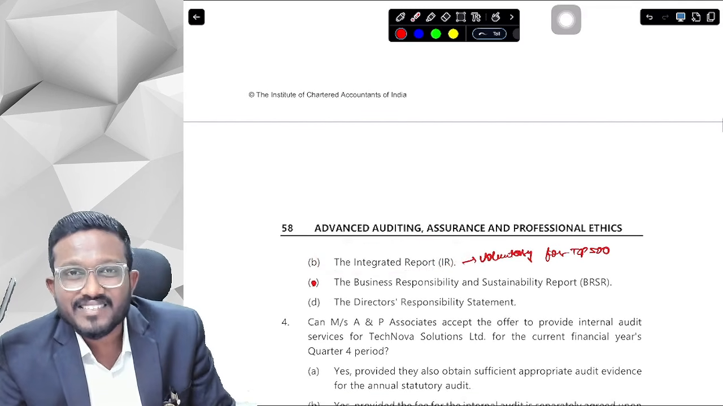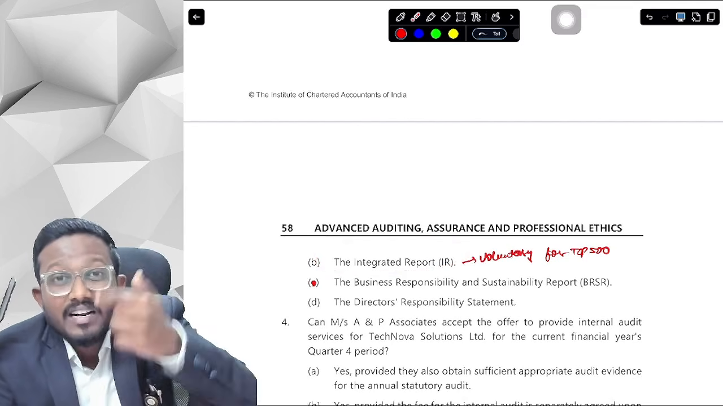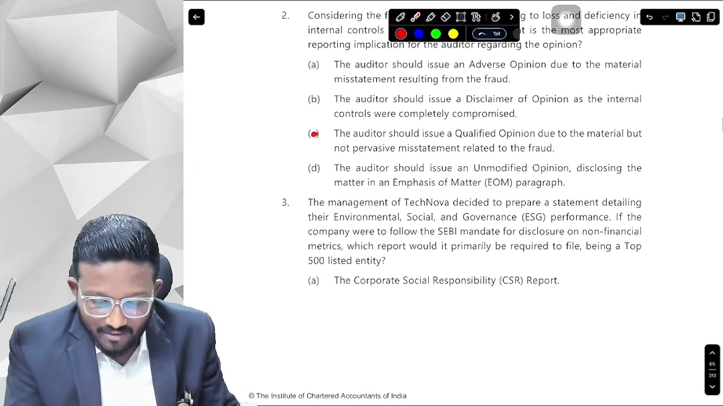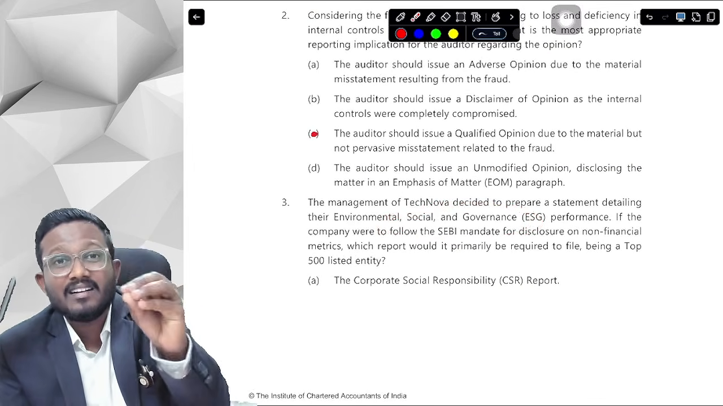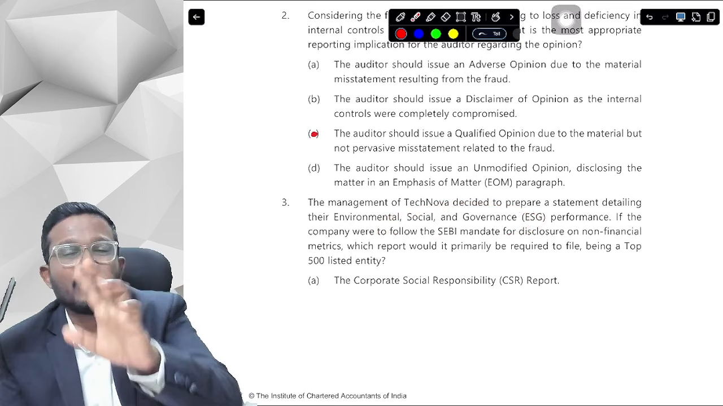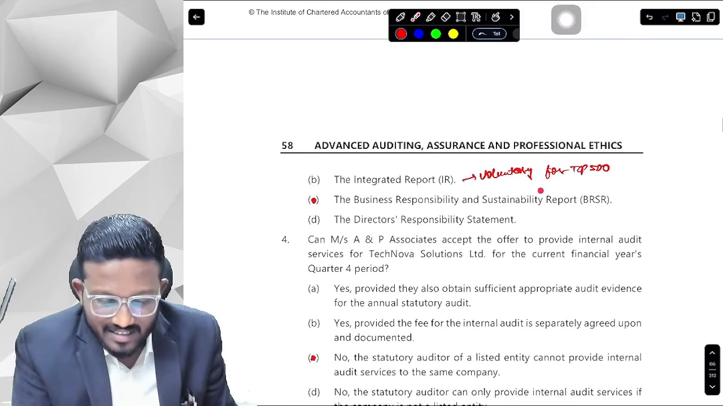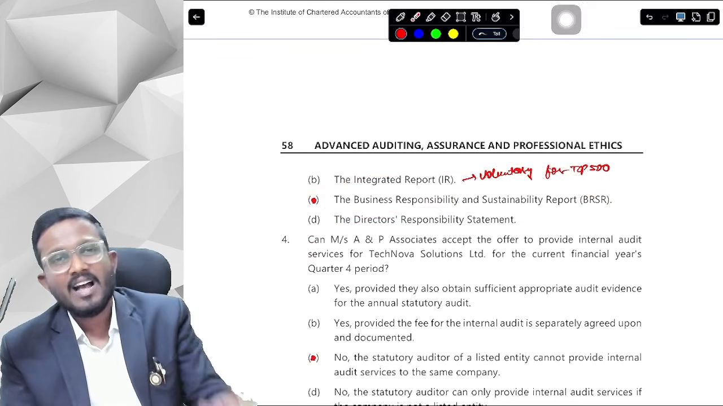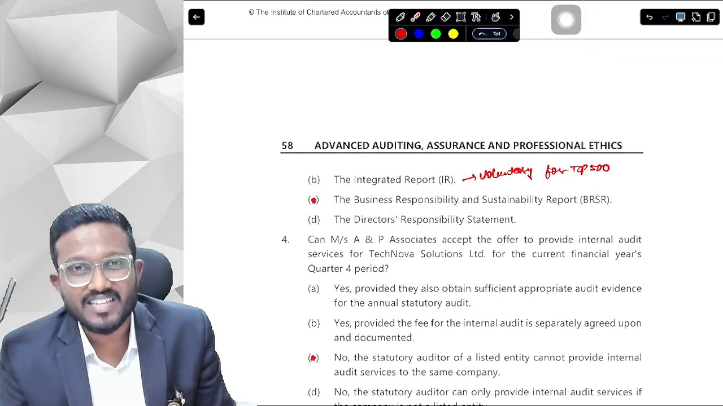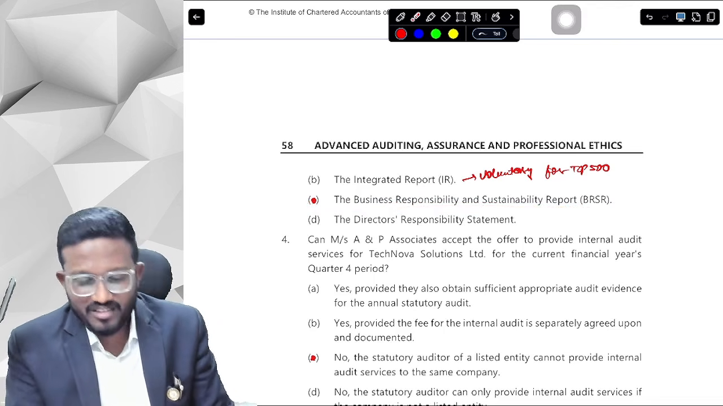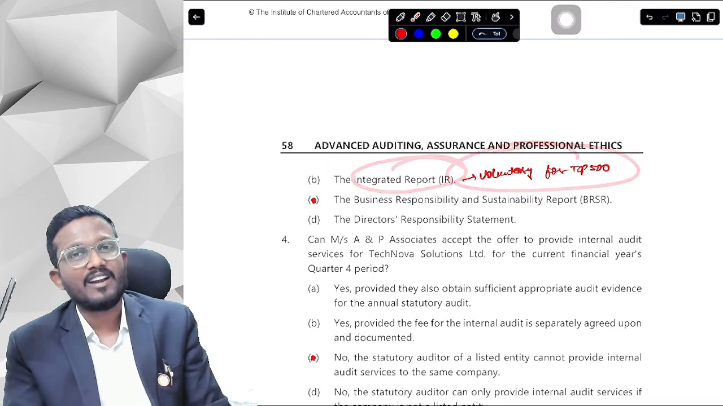But we have also discussed that integrated reporting is voluntarily applicable for top 500 listed entities, and here we have asked, as per the SEBI mandate, what should be mandatorily disclosed. The mandatory disclosure is your BRSR, that is your Business Responsibility and Sustainability Report, that is applicable on your top 1000 listed entities, and that is mandatory. So that's why the answer is BRSR, not integrated reporting, since it is voluntary, not mandatory.